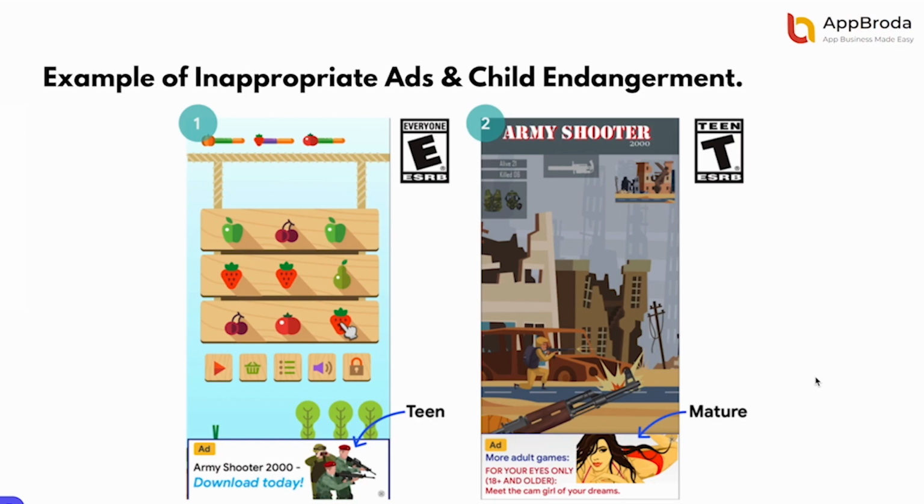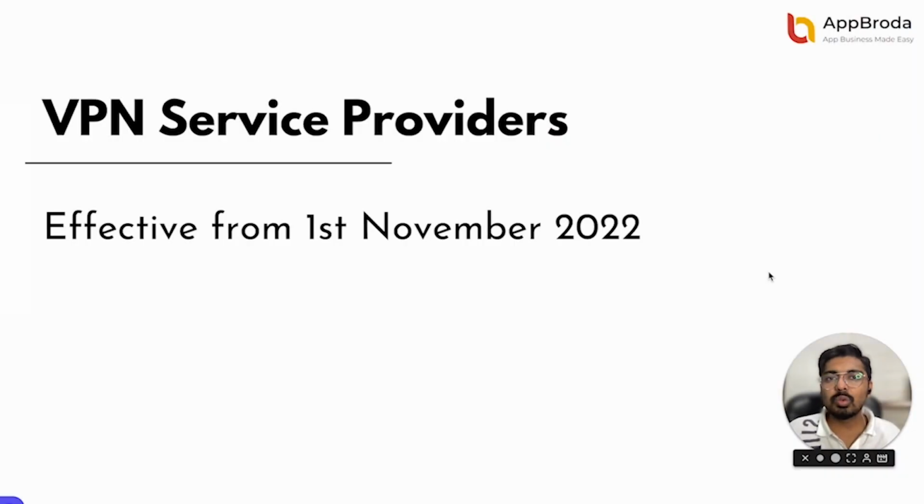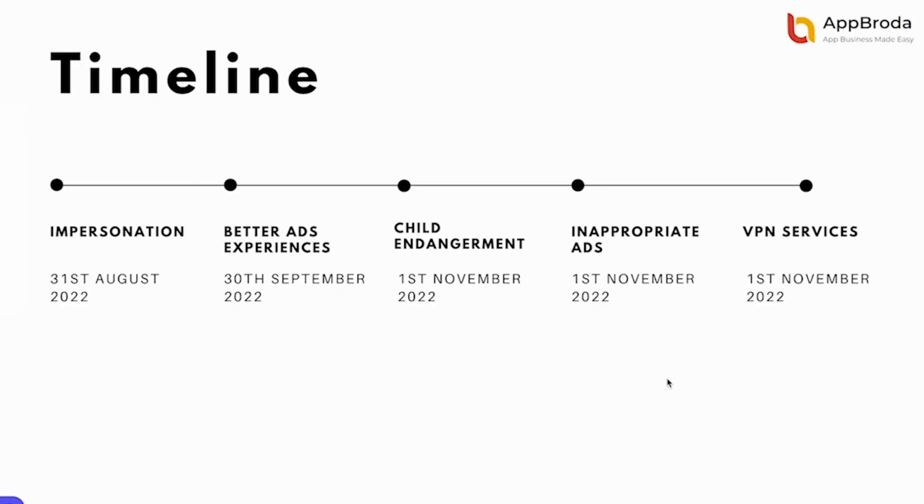Lastly, to increase the security of an app, Google also updated the policy related to VPN services. This policy said that VPN services cannot be used to collect personal and sensitive data without prior consent and disclosure. Finally, here is a timeline for all the policy changes that Google's developer program policy states.